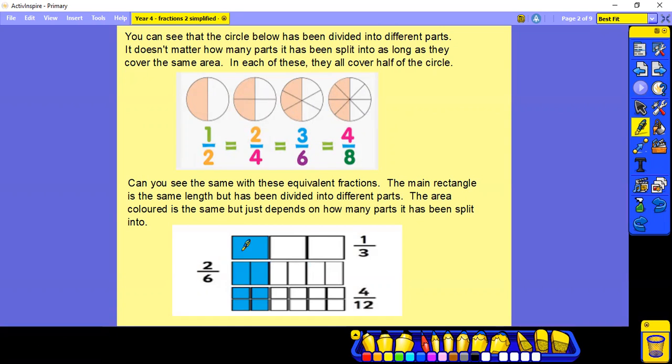Again, it's the same here. So this main rectangle has been divided into 3 parts, and you can see that 1/3 has been shaded. This rectangle has been divided into 6 parts, and 2 of those 6 have been shaded. And this rectangle has been divided into 12 parts, and 4 of them have been shaded. So 1/3, 2/6, and 4/12ths are all equivalent fractions.